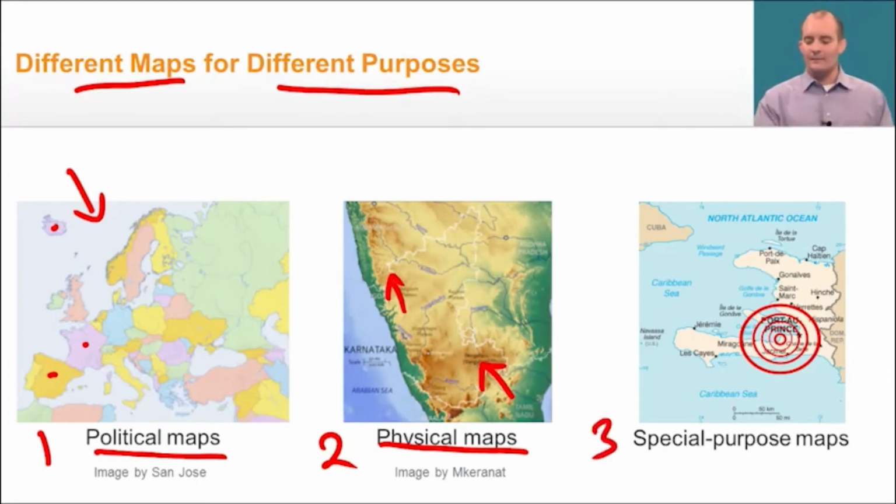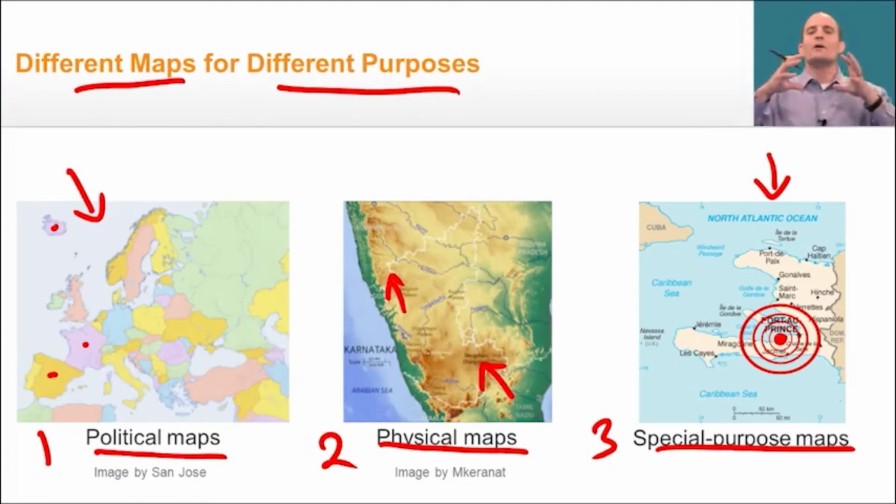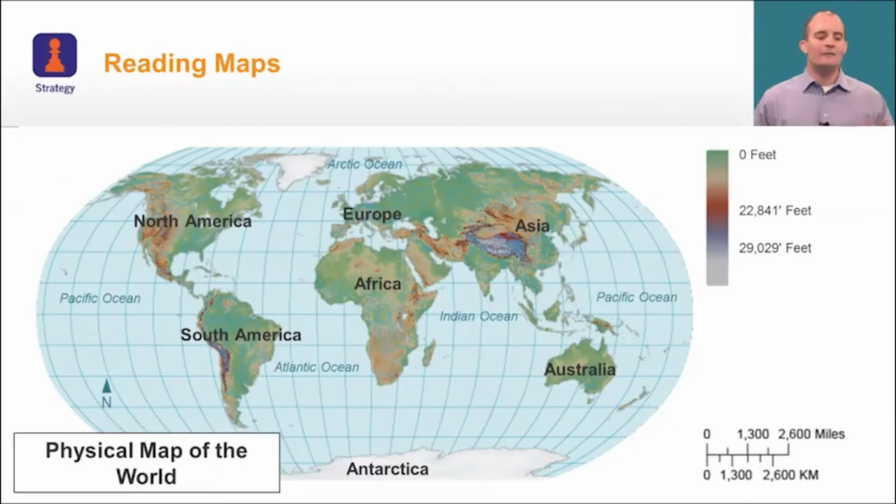The third type are special purpose maps. Now this one right here shows the earthquake that happened in Haiti, where it shows where the epicenter, the center of the earthquake, was right here in the center of that circle, but it shows where the earthquake affected, or the rings outside of the epicenter. So those are the three different types of maps.